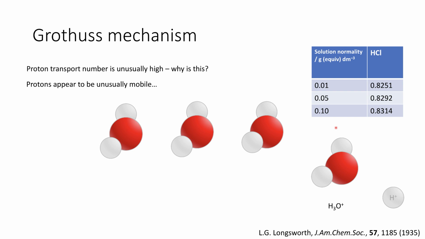So it's not that an individual proton is particularly mobile. It's just we have this Grotthuss exchange. We have this continuous proton transfer throughout the solvent. And that's what's driving our proton transport number. Makes it much higher than we would otherwise expect.